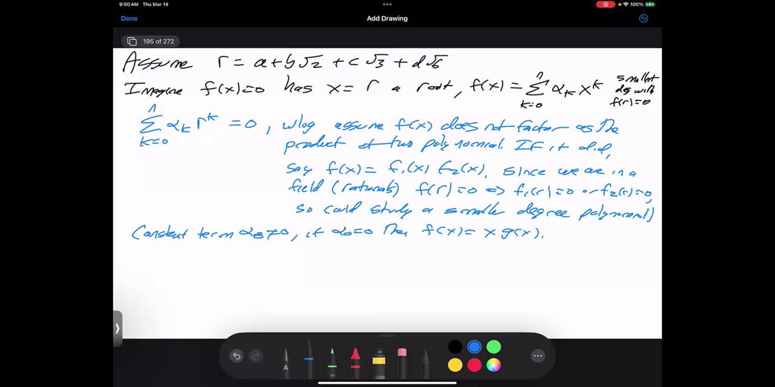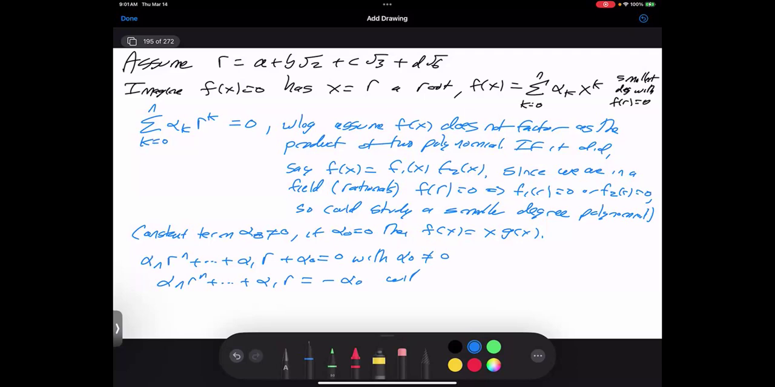So I can write alpha n x to the n plus ... plus alpha 1 x plus alpha 0 equals 0. I'm sorry, I'm not using x, I'm using r, with alpha 0 not equal to 0. So I can then write alpha n r to the n plus ... plus alpha 1 r equals negative alpha 0, with alpha 0 not equal to 0.